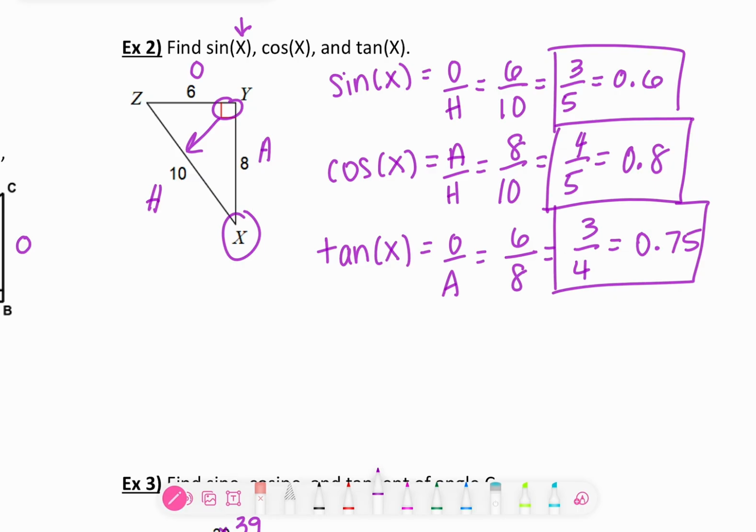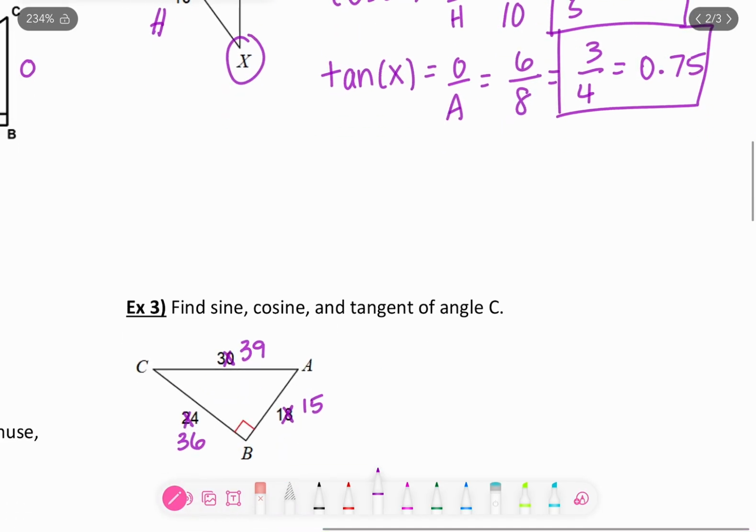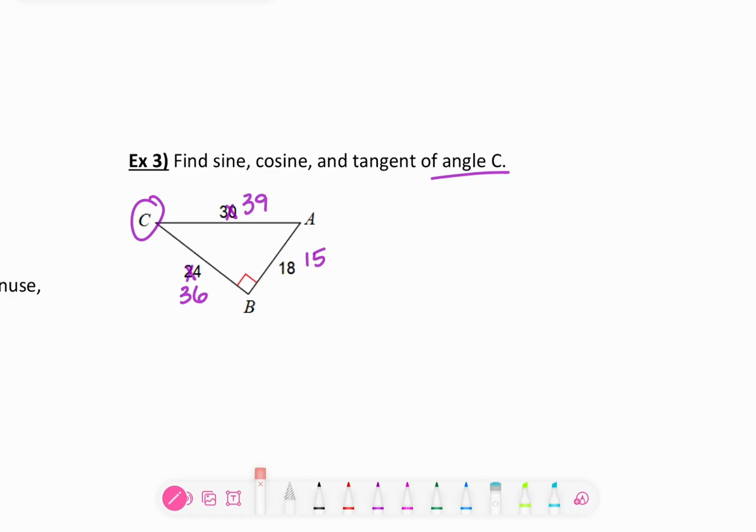Now for number 3, I'm going to need you to change these values if you have the paper that is incorrect. We're going to find the sine, cosine, and tangent of angle C, so our reference angle is angle C. But I need you to change the numbers. So I need you to change 18 to 15. I need you to change 24 to 36. And I need you to change the 30 to 39, please. Perfect.